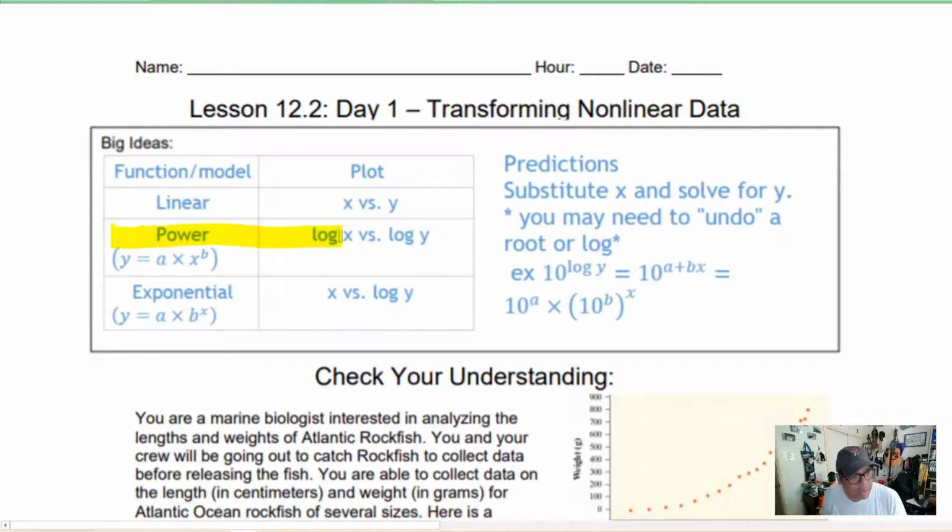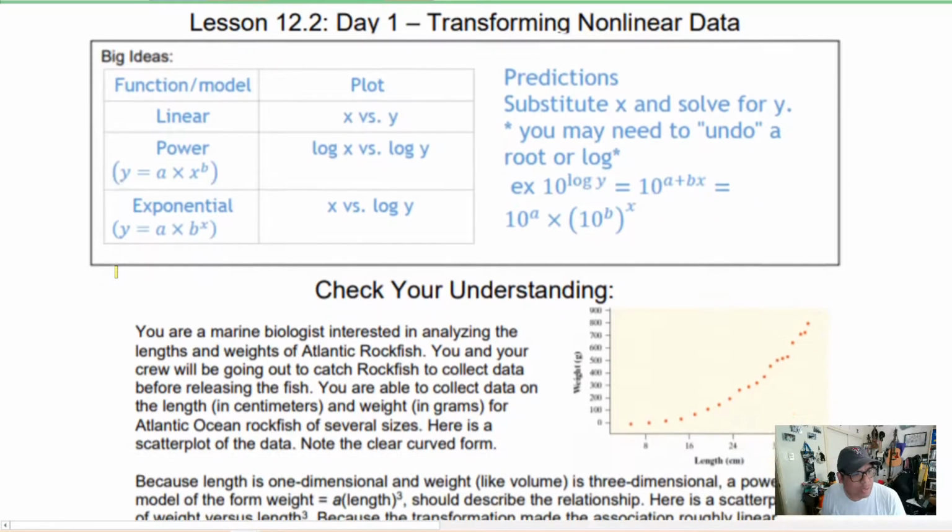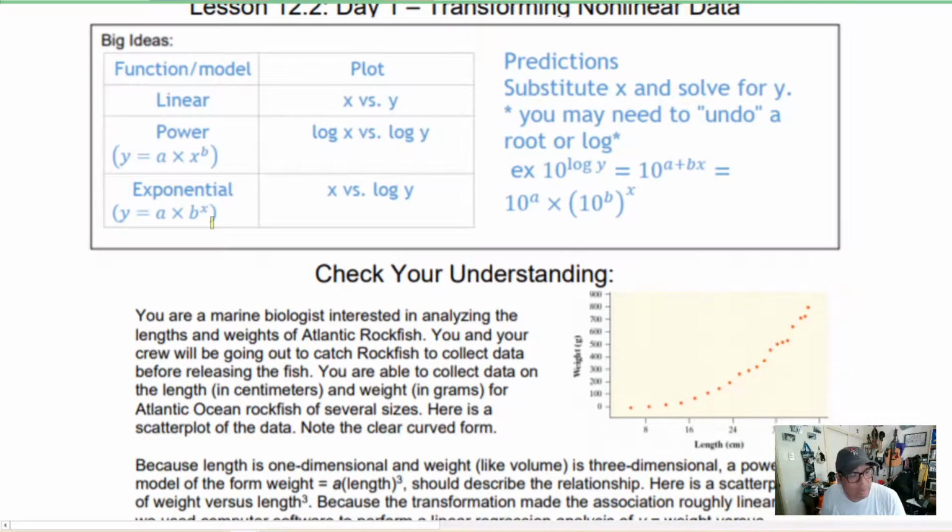The next model that we use is the power model. And in the power model, we plot log of x versus log of y. Again, any logarithmic base is going to work. In this class, we are going to use log base 10. Look at the difference between the power and the exponential model. In the exponential model, we have a constant base and a variable exponent, whereas in a power model, we have a variable base and a constant exponent. And that's the main difference between the two.